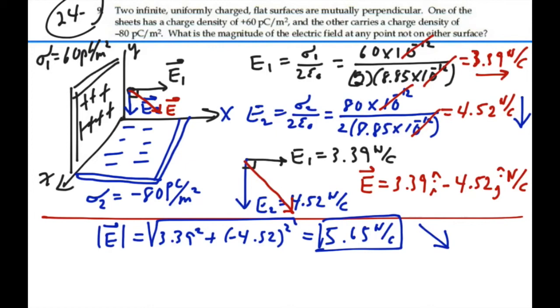But the magnitude of the field is 5.65 newtons per coulomb, and it doesn't really matter where we are in this area here. Any of those points would have a magnitude of the field of 5.65 newtons per coulomb because the component fields are constant. And so we'll have the same field everywhere in that area, in that volume.